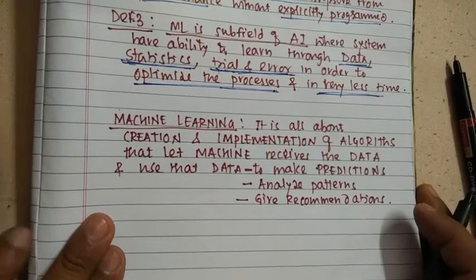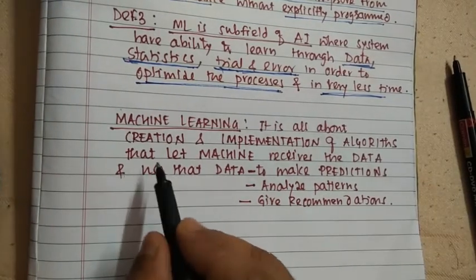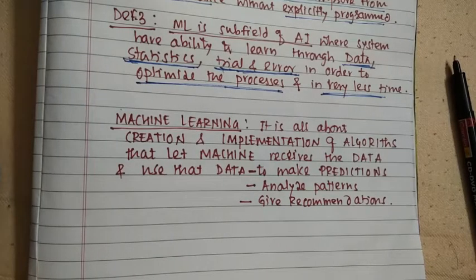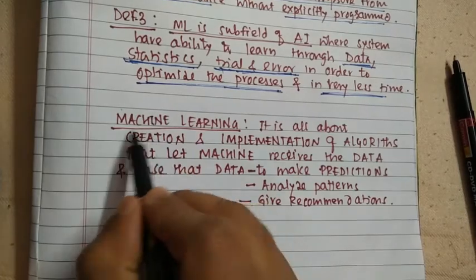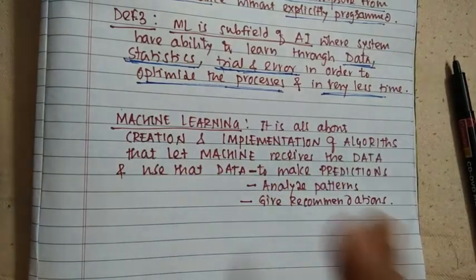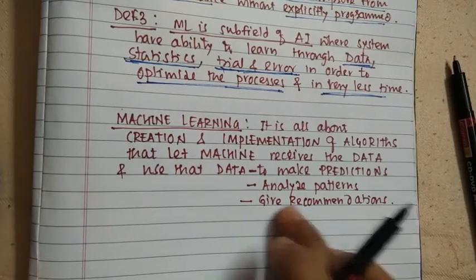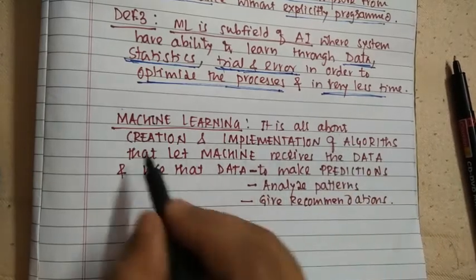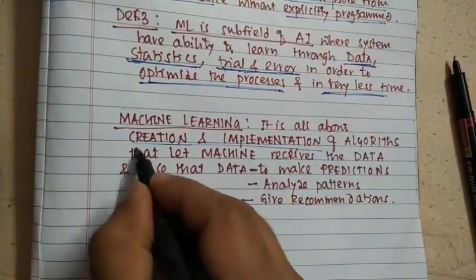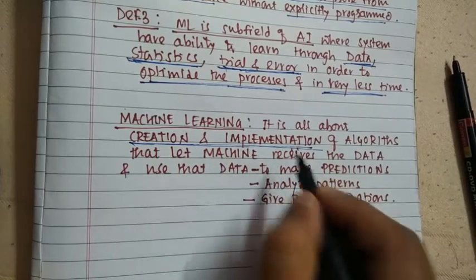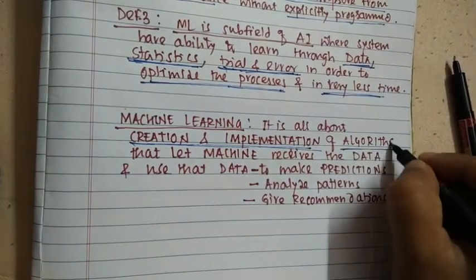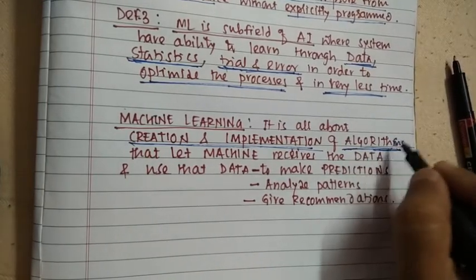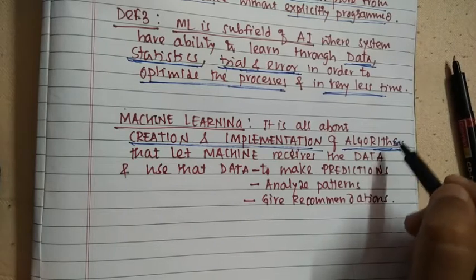So whatever the misconception of machine learning is, some people consider AI to be machine learning, but no. Whenever we say machine learning, it is nothing but data and algorithms. So we'll repeat this definition. This is my favorite definition. It is all about creation and implementation of algorithms. So what are algorithms? Algorithms are nothing but a set of instructions which are computer implementable.